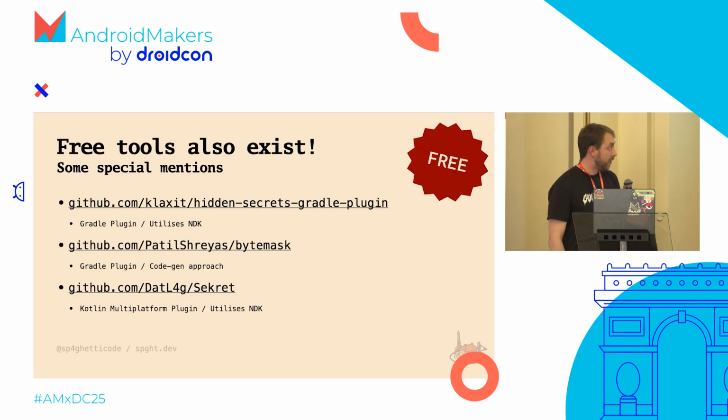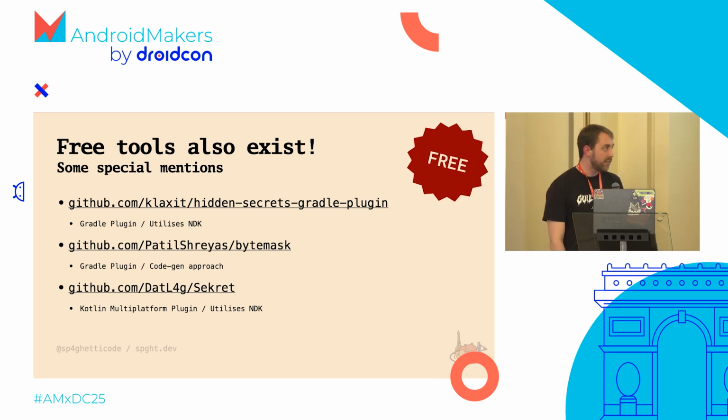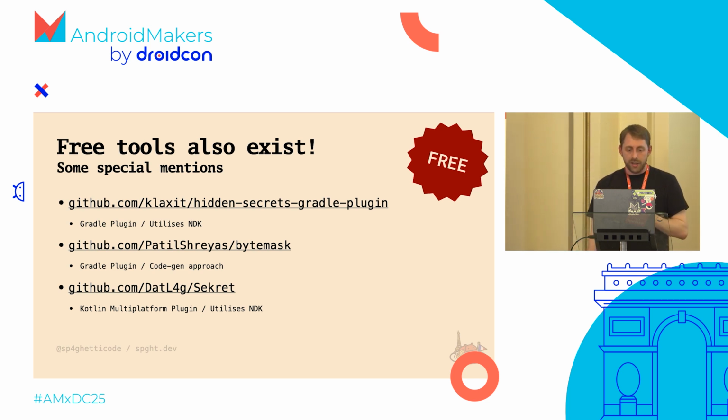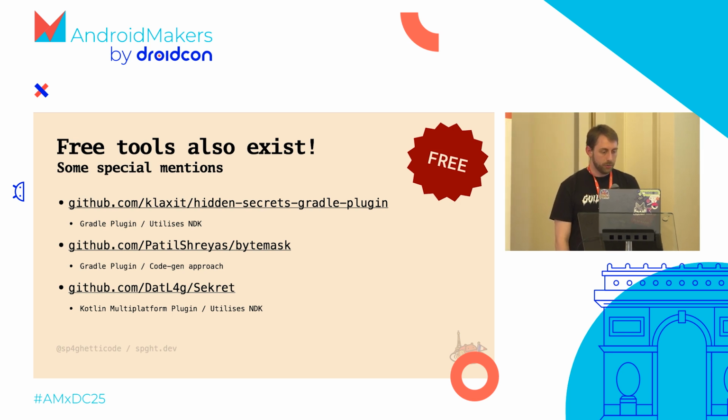The good news is, if you're cheap, a bit like me, there are also free tools. There's plenty out there. There's three that I'm going to highlight now. There's Hidden Secrets Gradle plugin, which is a Gradle plugin that utilizes under the hood the NDK. There's also ByteMask, which is similar but opts for a KSP code gen approach. And then there's Secret as well, which is a Kotlin multi-platform plugin. So if you're using multi-platform, then maybe that's an option for you. And that also utilizes the NDK.